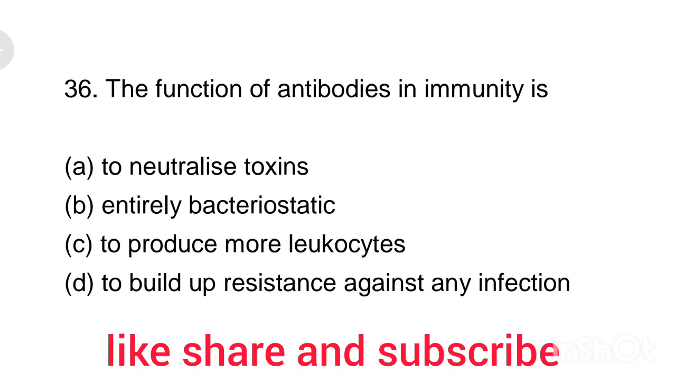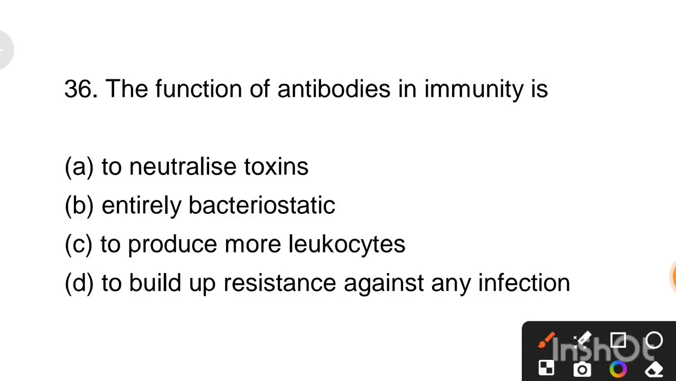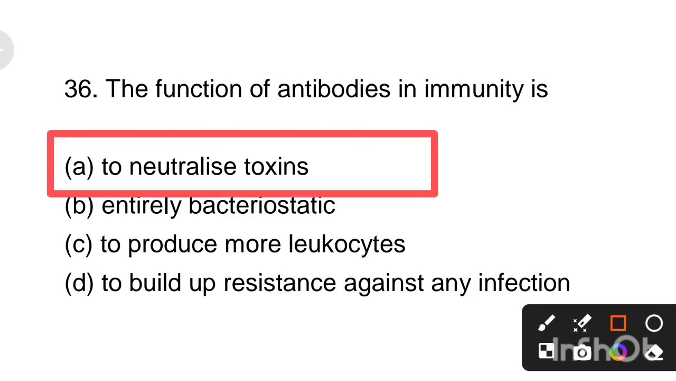Next question. The function of antibodies in immunity is option A, to neutralize toxins, option B, entirely bacteriostatic, option C, to produce more leukocytes, and option D, to build up resistance against any infection. Correct answer is option A, to neutralize toxins.